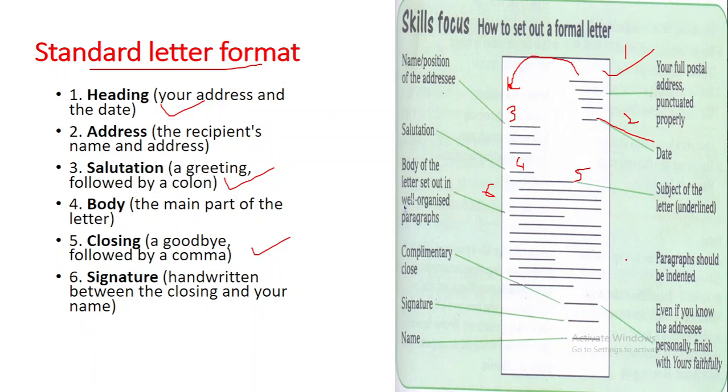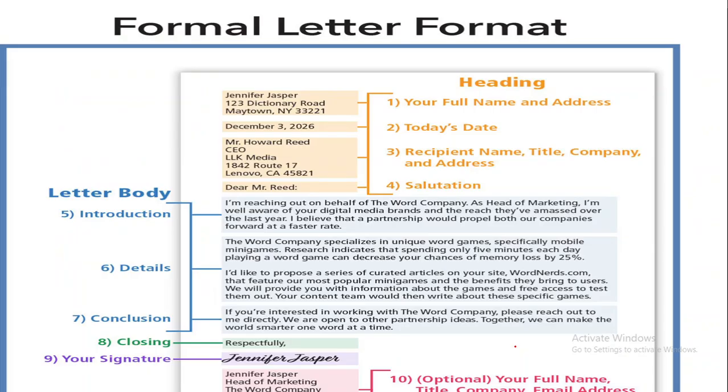Okay, so after body, you have to indent the paragraph as well, and after body you go for the complimentary close. And even if you know the addressee personally, you have to finish it with yours faithfully. And after that you go for the signature and write down your own name. So that is the general layout of a formal letter.